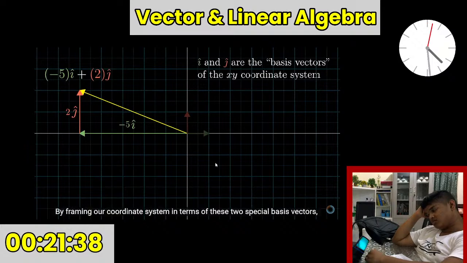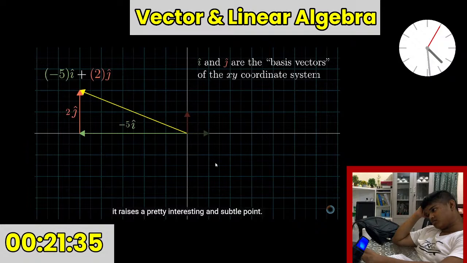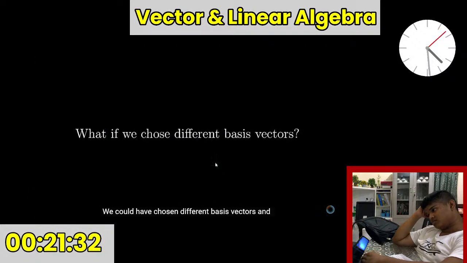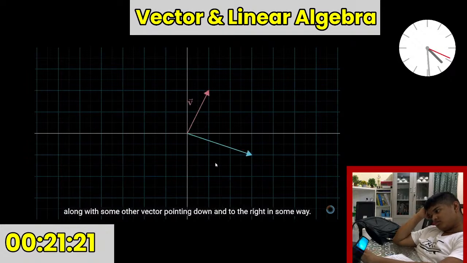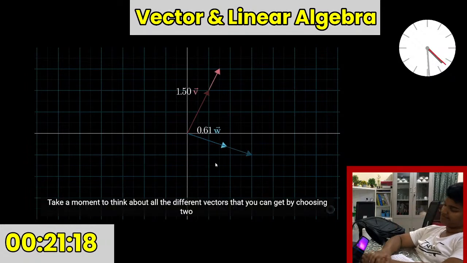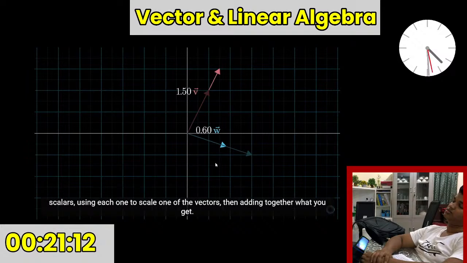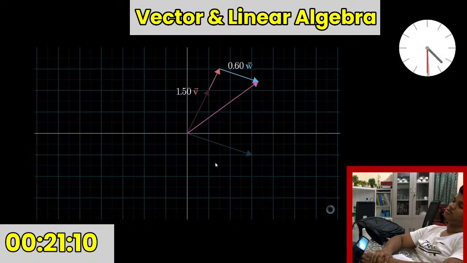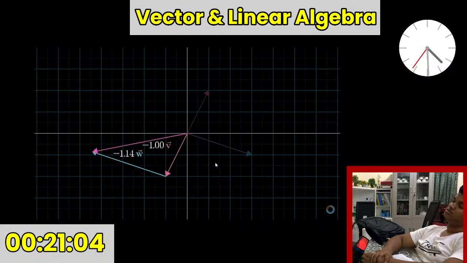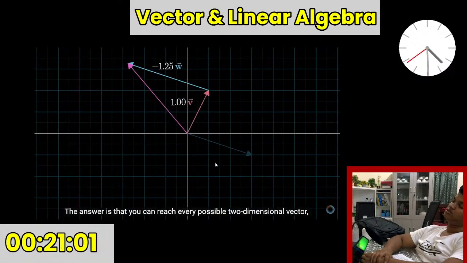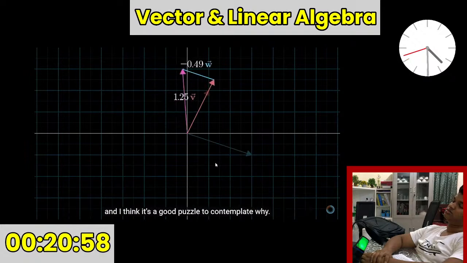By framing our coordinate system in terms of these two special basis vectors, it raises a pretty interesting and subtle point. We could have chosen different basis vectors and gotten a completely reasonable, new coordinate system. For example, take some vector pointing up and to the right, along with some other vector pointing down and to the right in some way. Take a moment to think about all the different vectors that you can get by choosing two scalars, using each one to scale one of the vectors, then adding together what you get. Which two-dimensional vectors can you reach by altering the choices of scalars? The answer is that you can reach every possible two-dimensional vector, and I think it's a good puzzle to contemplate why.